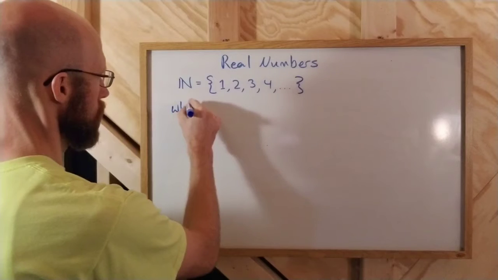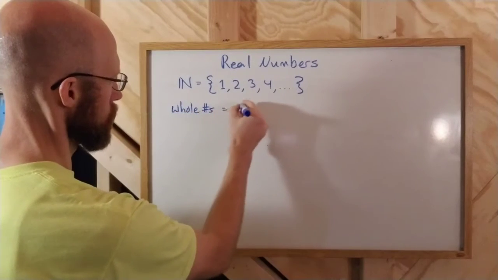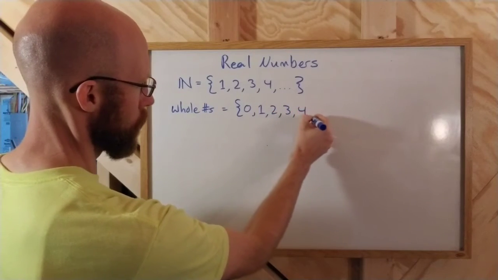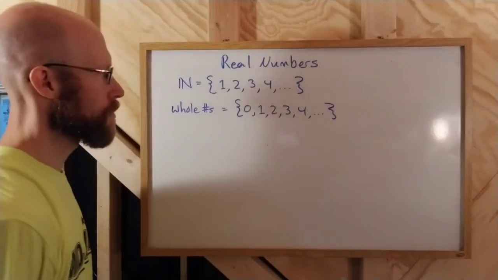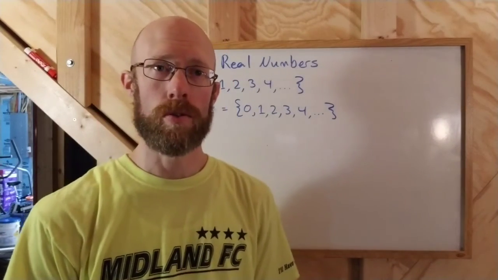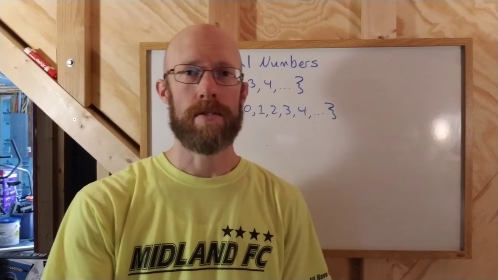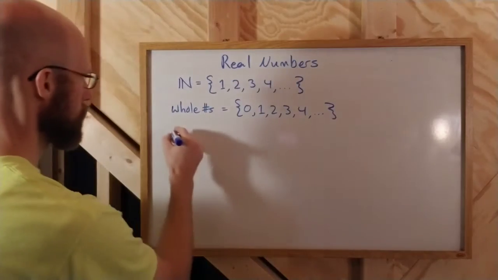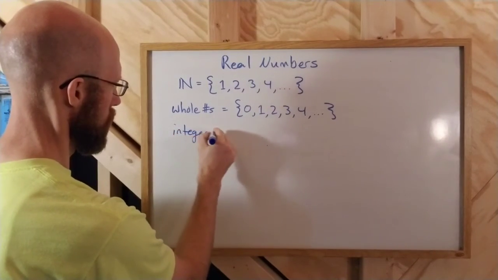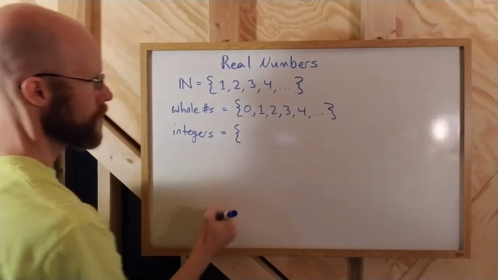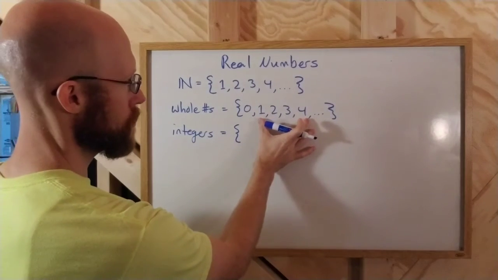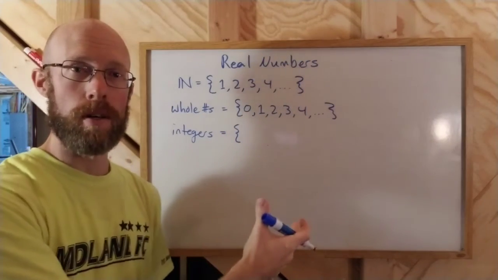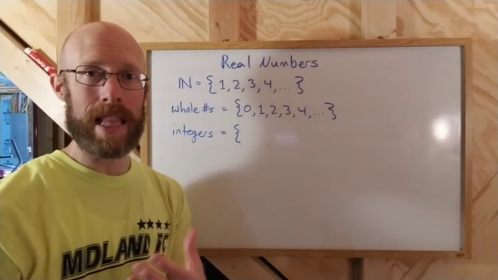Okay? The whole numbers are just 0, 1, 2, 3, 4, and so on. And then, of course, if you were to include all of the negative versions of the natural numbers, you get what we call the integers. The integers are all of the numbers where we get the positive natural numbers, we've got 0, and we've got all the negative natural numbers. So like the mirror image of the natural numbers, but less than 0.